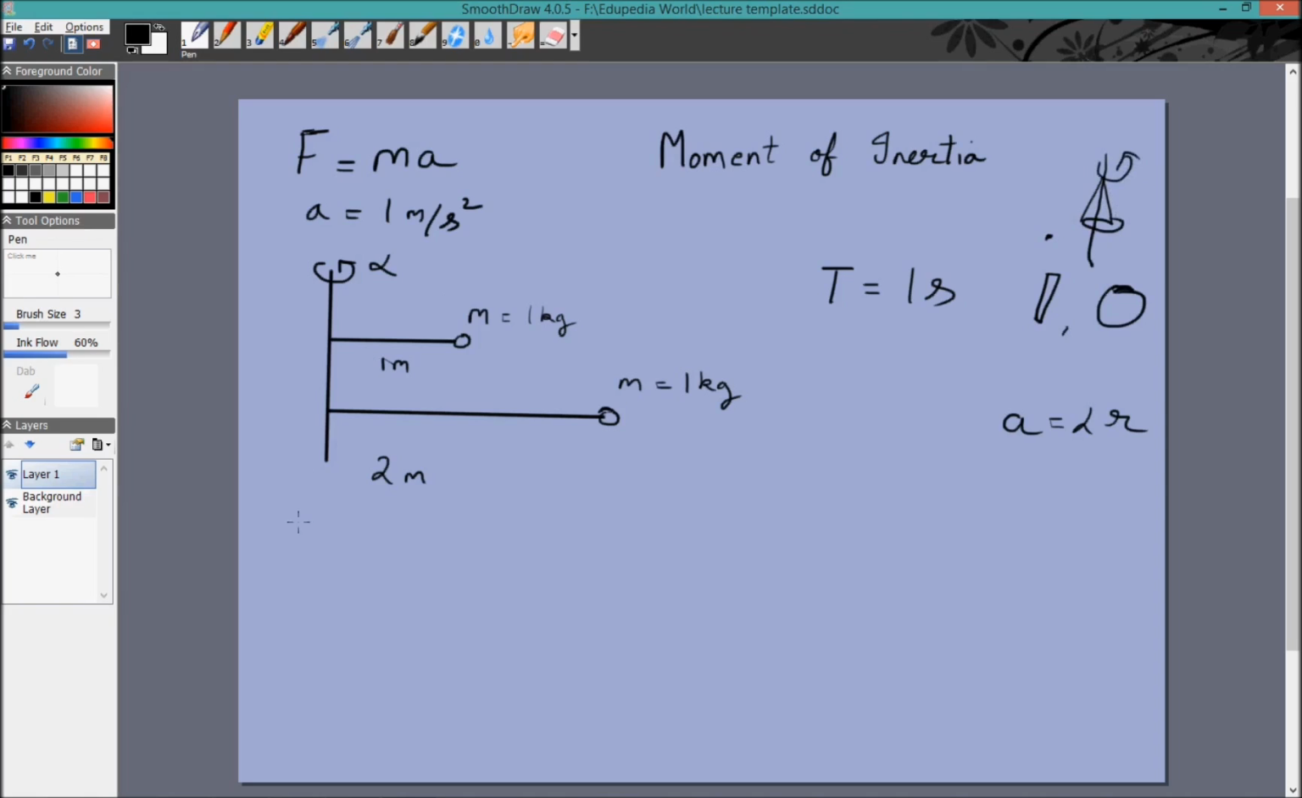The formula for moment of inertia is this. For discrete objects, it is represented by I, just like mass is represented by m. For discrete objects, it is the summation of m_i r_i squared, where r_i is the distance of the ith particle from the axis.